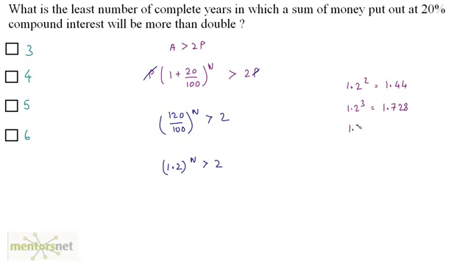Again, let us increase the power. 1.2 raised to 4 is 2.0736, and that is greater than 2. So 1.2 raised to 4 is greater than 2. Therefore, N is equal to 4. Right. So we have our answer, option B.